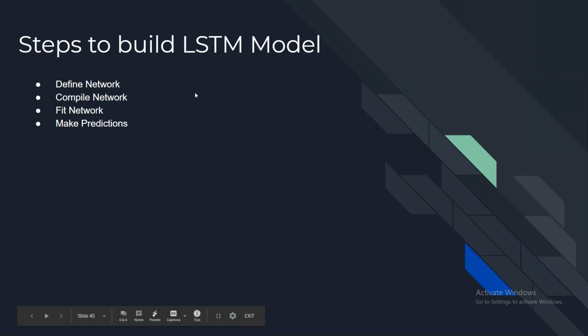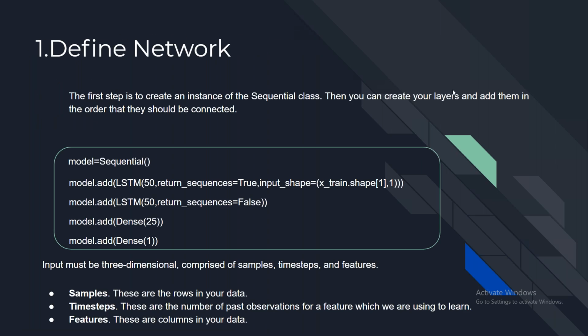So we have basically 4 main steps to build an LSTM model. First is to define the network. We are using LSTM for this. This is a small snapshot of my code. I'll be showing you the whole code later. Here we are defining the network. First, we are creating a Sequential model, and in it we'll be adding 4 layers: 2 LSTM layers and 2 dense layers.